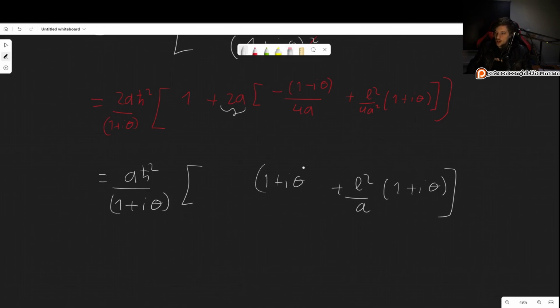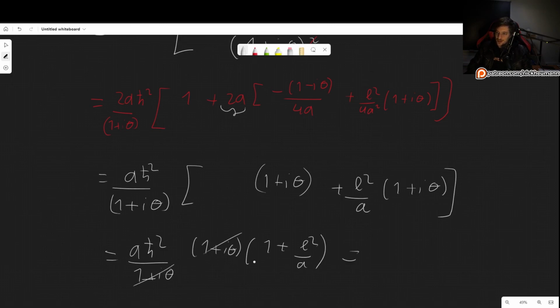And now we have 1 plus I theta here, 1 plus I theta there. So this is a h bar squared, 1 plus I theta, and then we have 1 plus I theta, factor of 1 plus L squared over a. So this cancels out with this. We can multiply through with a, and we have h bar squared factor of a plus L squared. And there we go. This is the expectation value of the momentum squared.